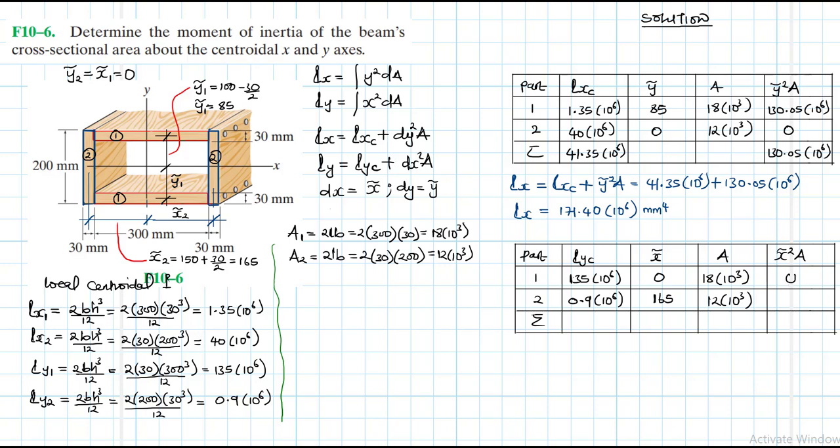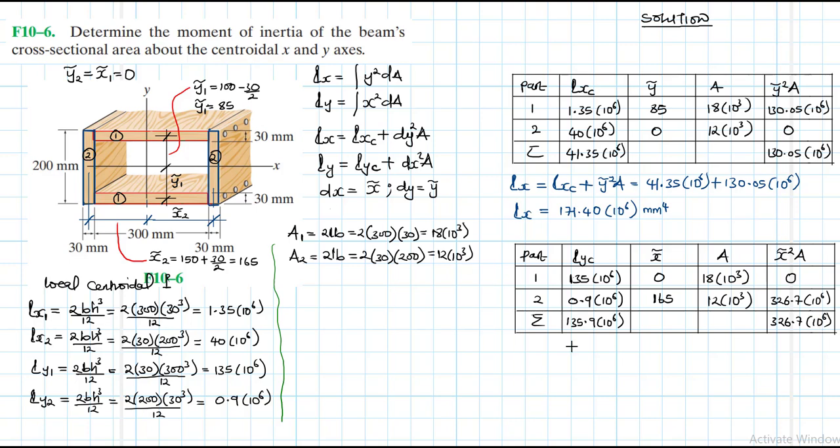Of course we have here the product is 0, and then we have this other one here, which is 165 squared by 12, gives us 326.7 times 10 to the power 6. Alright, then we sum up this. This gives us 135.9 times 10 to the power 6. We sum up this side, it is just 326.7 times 10 to the power 6.